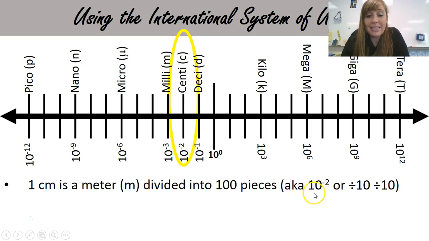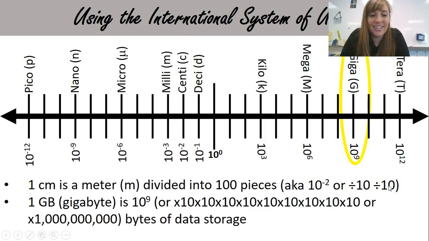So it's otherwise known as 10 to the negative 2, because the negative exponent means divided by, and 2 is how many times you are. Or you can say divided by 10 and divided by 10 again.